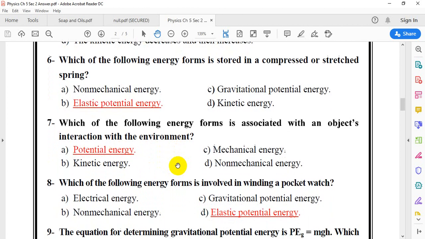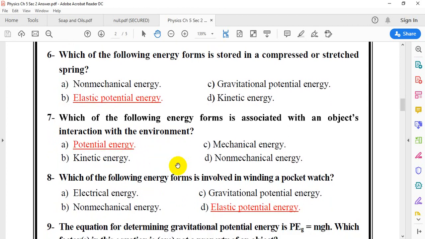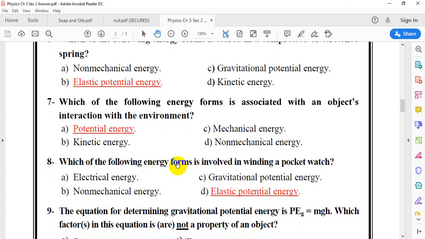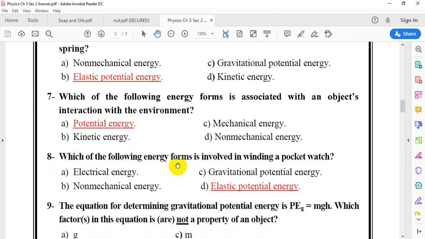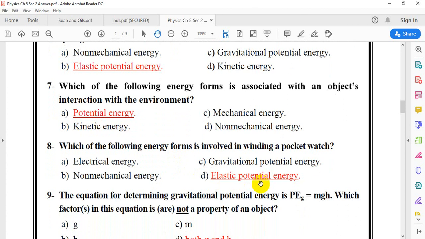Which of the following energy forms is involved in winding a pocket watch? Winding a pocket watch means stretching or compressing a spring. It is elastic potential energy.